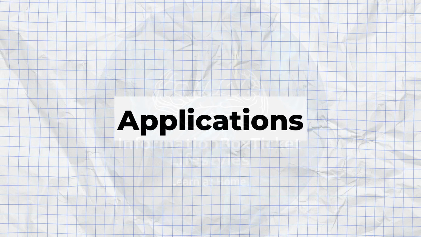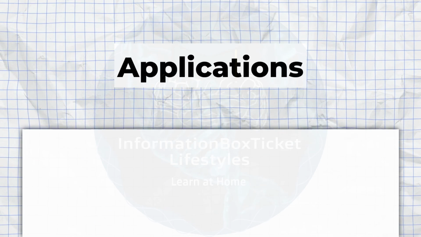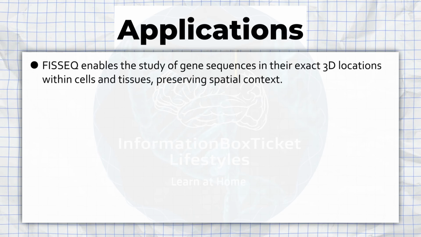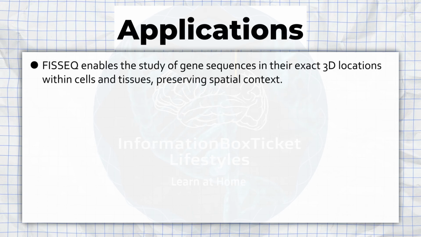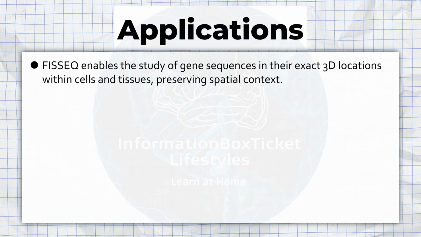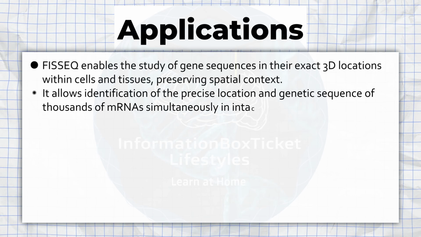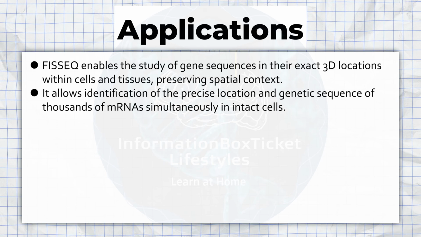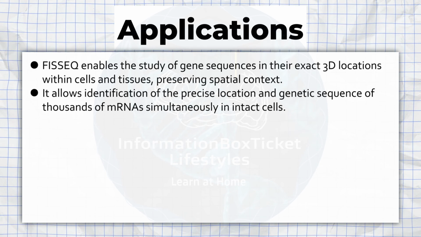Applications of fluorescent in situ sequencing. Fluorescent in situ sequencing enables the study of gene sequences in their exact three-dimensional locations within cells and tissues, preserving spatial context. It allows identification of the precise location and genetic sequence of thousands of mRNAs simultaneously in intact cells.